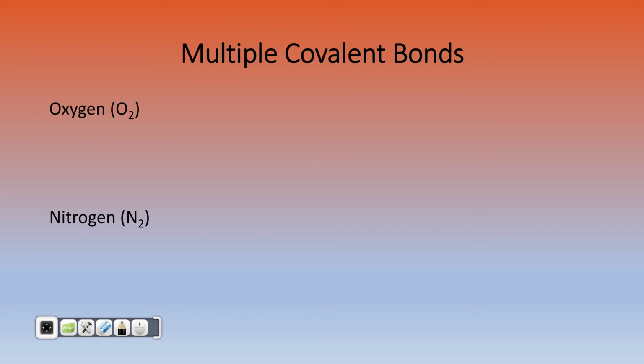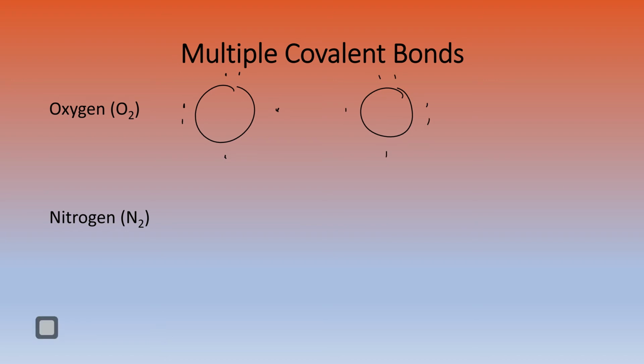Okay. All right. What about some molecules that might have multiple covalent bonds? In other words, they might form more than one bond in between them. Okay. So if we look at oxygen, oxygen has 6 electrons. 1, 2, 3, 4, 5, 6. And this oxygen has 1, 2, 3, 4, 5, 6. Okay. Again, this one's pretty straightforward.